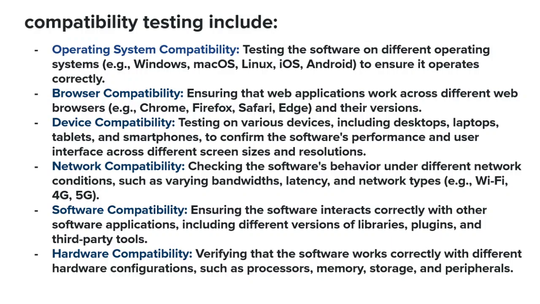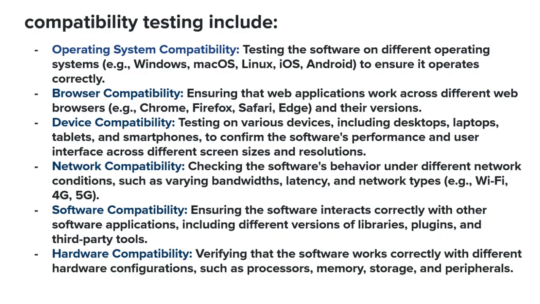One more factor is network compatibility. So checking the software's behavior under different network conditions, such as different network bandwidth, latency, and network type. For example, we can check the behavior of the application on a Wi-Fi network, on a 4G network, how it behaves on a 5G network, etc. Ideally it should behave consistently across different types of networks as well. That we have to verify during network compatibility testing.